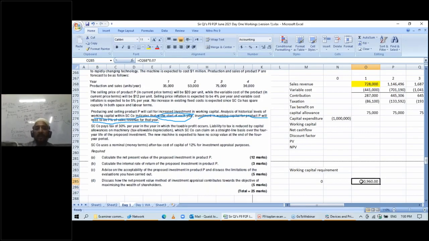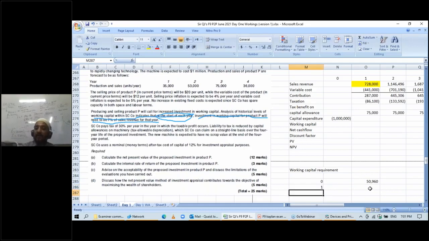Now look in the cell at what I have done. I've taken 7,28,000, the first year sales, and multiplied it with 0.07, the 7%. This makes 50,960, the working capital requirement at the beginning of year 0. 7% of the first year sales shall be invested in working capital at the beginning of year 1.